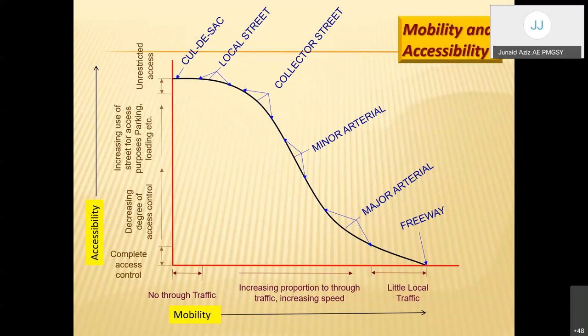Similarly, in road hierarchy, a national highway or a state highway should not directly meet a rural road. It should meet either the next higher category road or the next lower category road. So MDR should be meeting either national or state highways or MDR, not the other way around. So that is called the hierarchical system of road planning.